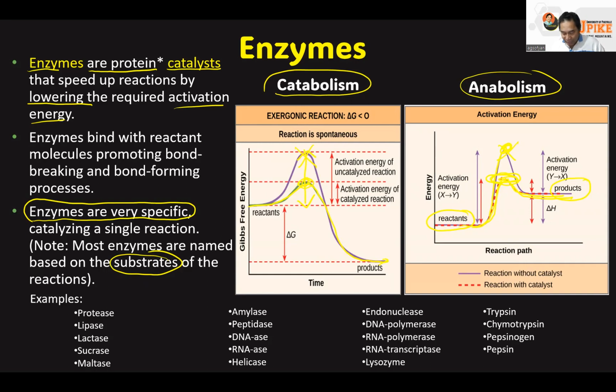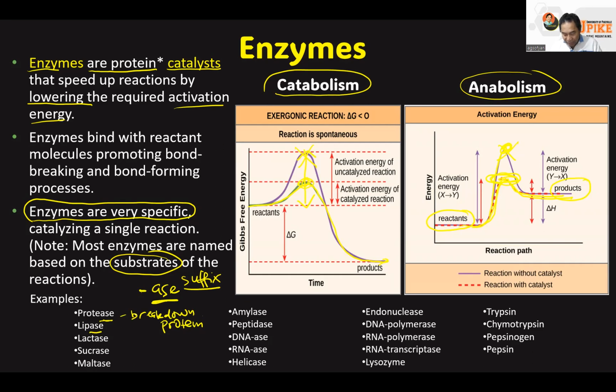For example, these are the names of some enzymes. Usually enzyme names end with ase. So this is what we call the suffix. The suffix for an enzyme name most of the time ends with ase. Like for example, protease. So what is this? This is the enzyme that actually will break down protein. Okay, so protease, so protein.